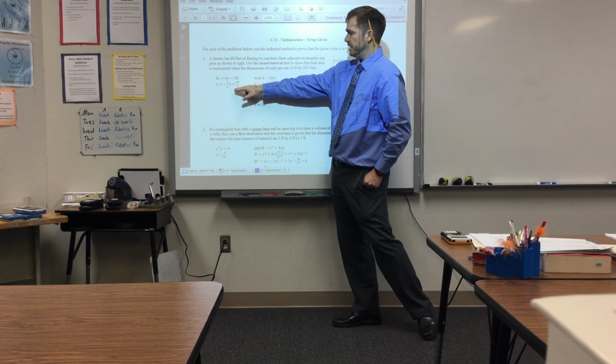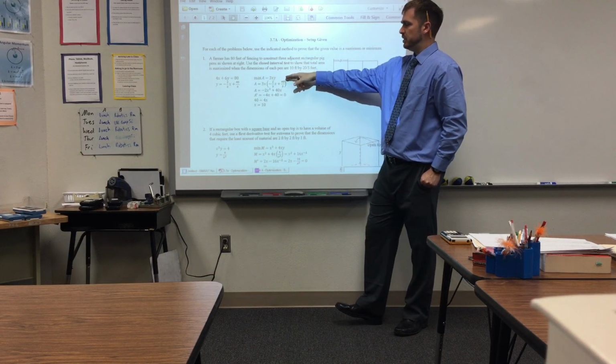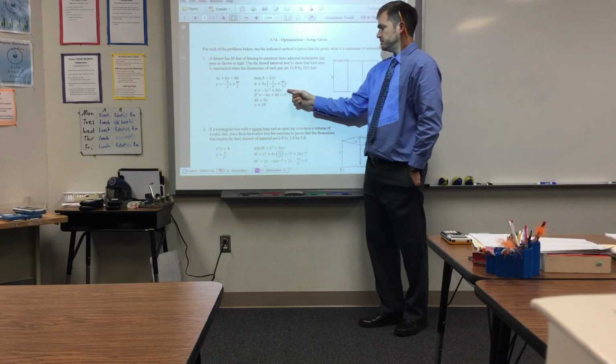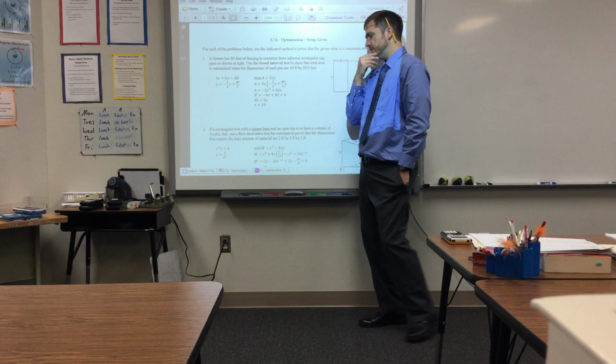The perimeter was 4x plus 6y equals 80. Solving that equation for y, we got this, and we were able to plug that in to our equation and then get a nice area formula. Area equals negative 2x squared plus 40x.